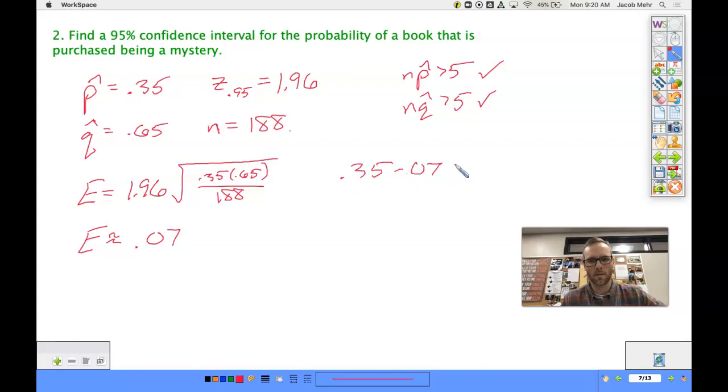Okay. So now we need to take our p hat minus the error and our p hat plus the error. We get 0.28 less than p less than 0.42.